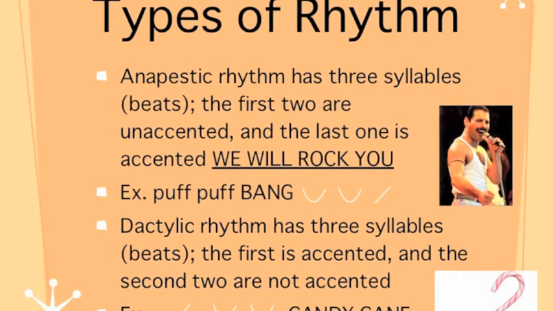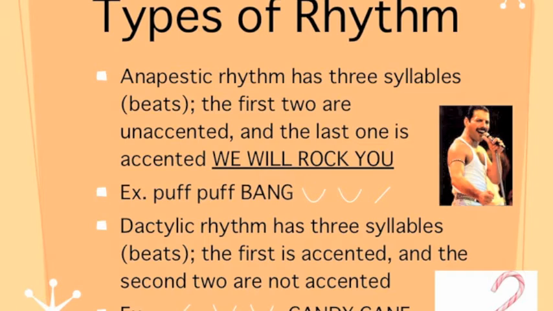The other 2 types of rhythm we're going to be looking at are anapestic and dactylic. Like a pterodactyl. Anapestic and dactylic both have 3 beats. So the second part of that phrase is add 3. A for anapestic, D for dactylic, they both have 3 beats or 3 syllables. So it takes 2, add 3.